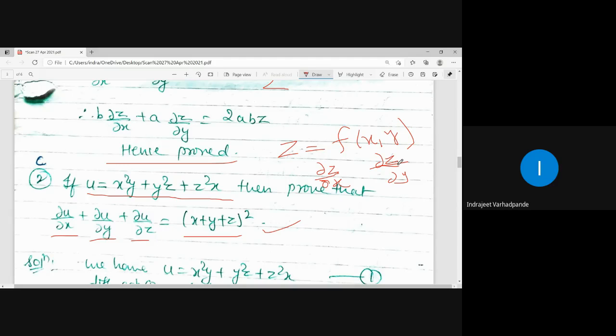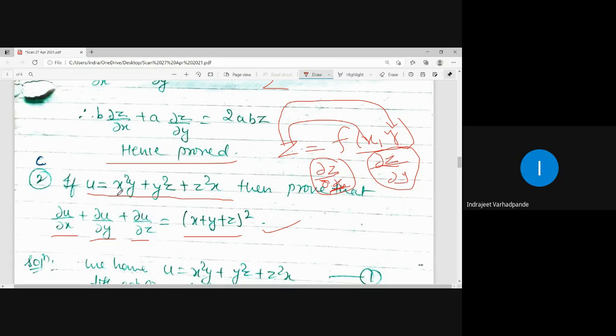Completed? Yes, sir. Now see, when z is a function of x and y, which derivatives exist? Del z by del x and del z by del y. That means we can have the partial derivative of z with respect to x. We can have partial derivative of z with respect to y. When you differentiate with respect to x, y will be kept as constant. When you differentiate with respect to y, x is kept as constant. Clear?